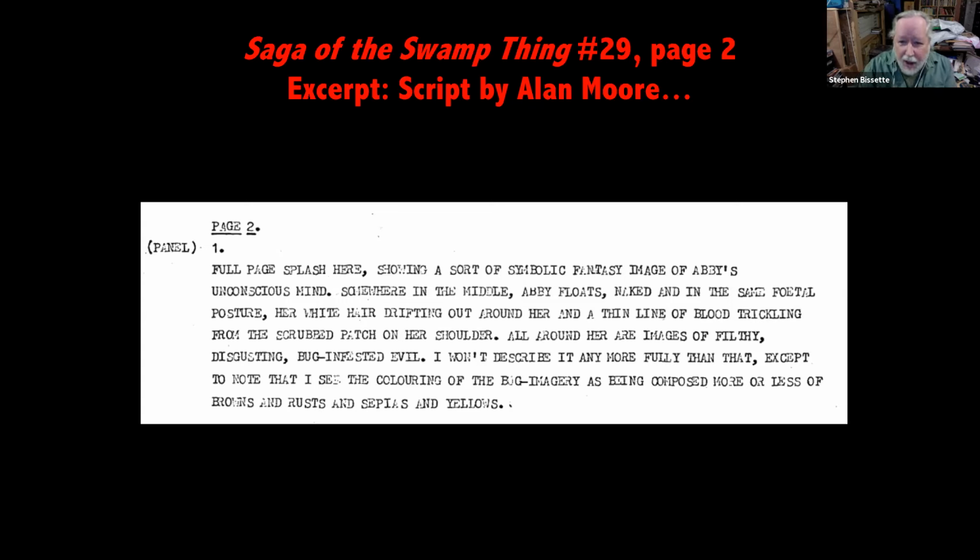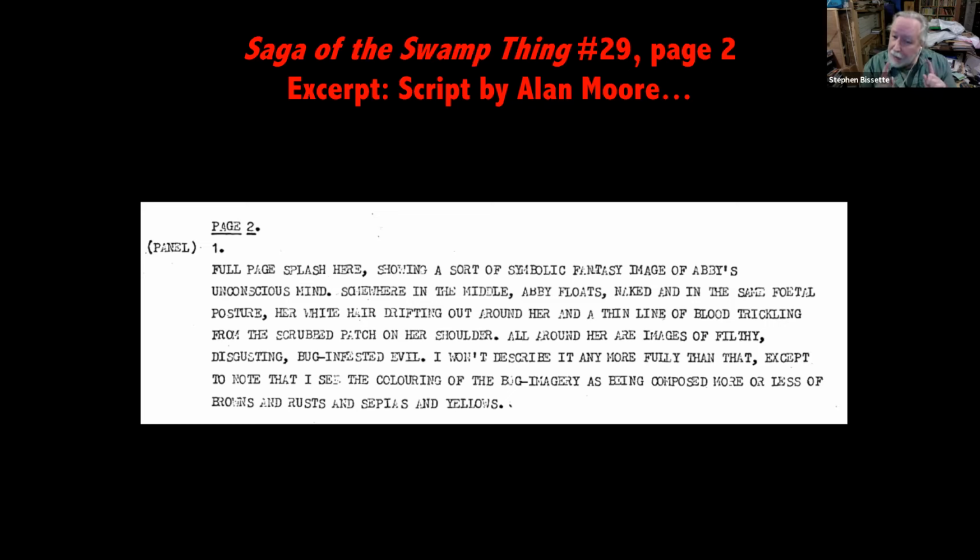Showing a sort of symbolic fantasy image of Abby's unconscious mind. Somewhere in the middle, Abby floats, naked and in the same fetal posture, her white hair drifting out around her and a thin line of blood trickling from the scrubbed patch on her shoulder. All around her are images of filthy, disgusting, bug-infested evil. I won't describe it any more fully than that, except to note that I see the coloring of the bug imagery as being composed more or less of browns and rusts and sepias and yellows.